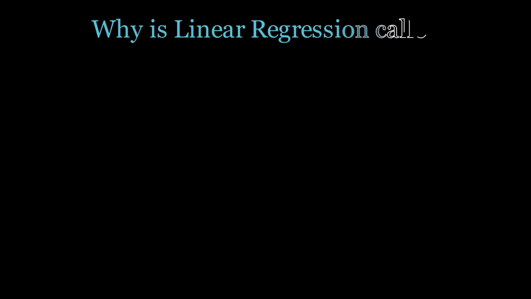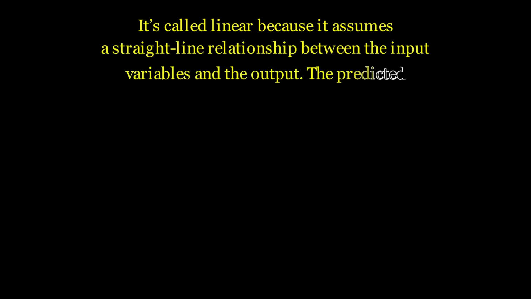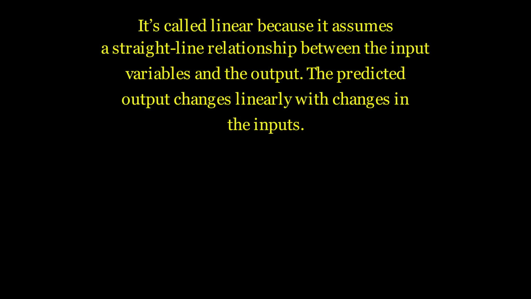Why is linear regression called linear? It's called linear because it assumes a straight line relationship between the input variables and the output. The predicted output changes linearly with changes in the inputs.